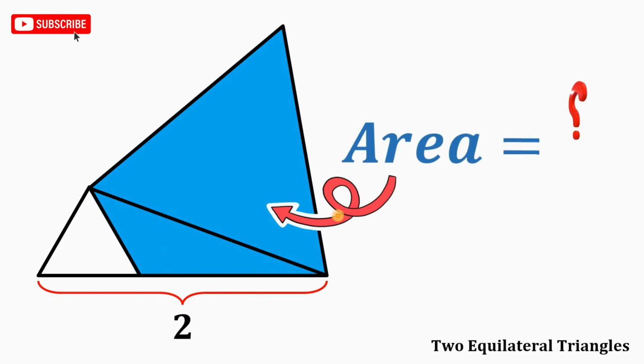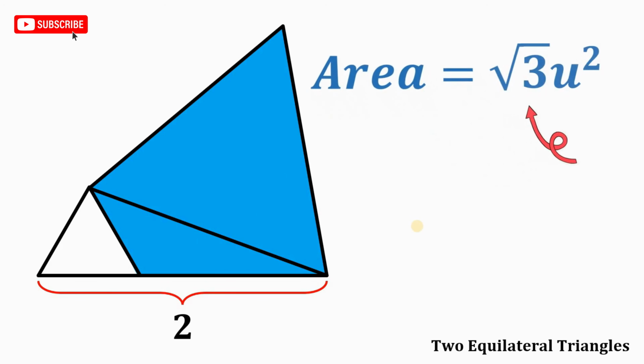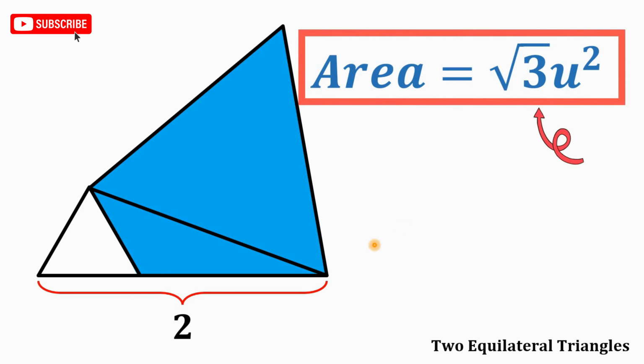Now pause this video right now and see if you can answer this question, because I will show you the answer and the solutions in 3, 2, 1. Alright, the area of this blue quadrilateral is simply equal to square root of 3 square units. And that is the answer to this question. And of course, the question is, how do we get this result?